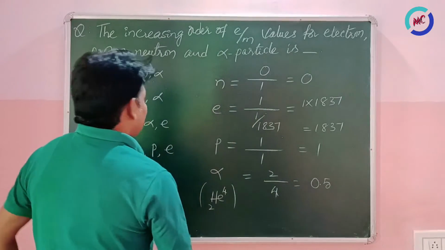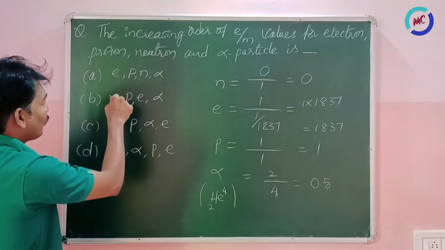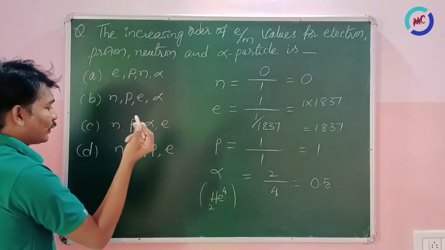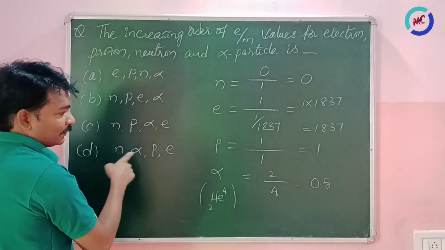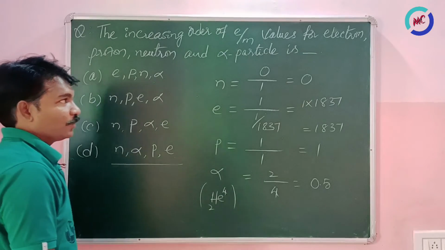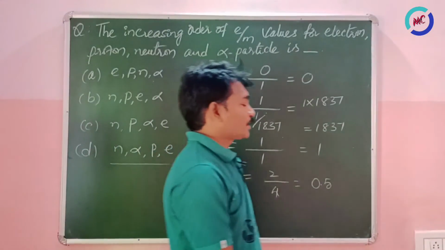Okay. Now see here, the first one in the list is neutron. Okay, 3 options are there. Next one alpha, directly we have this one alpha, and then proton. Finally electron has the highest E by M value. Option D is the correct answer.